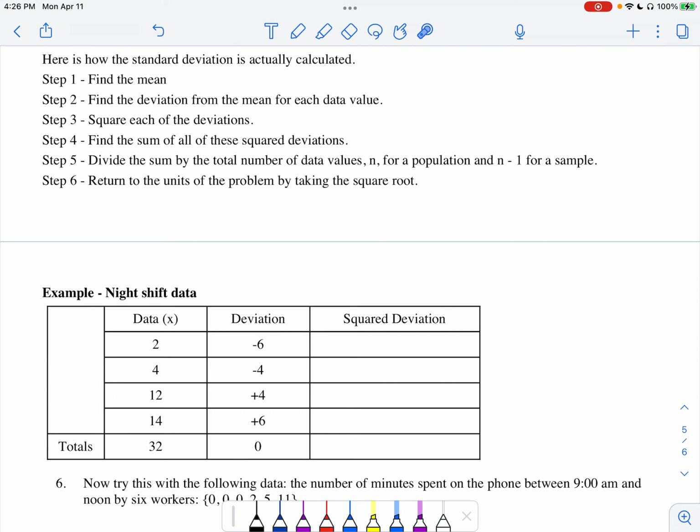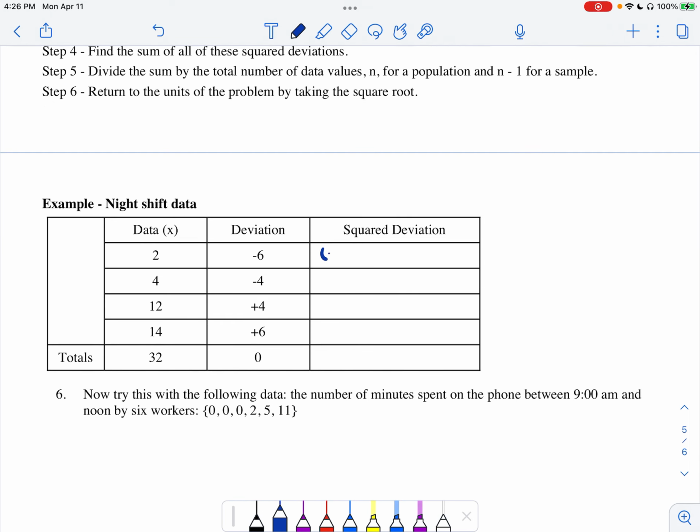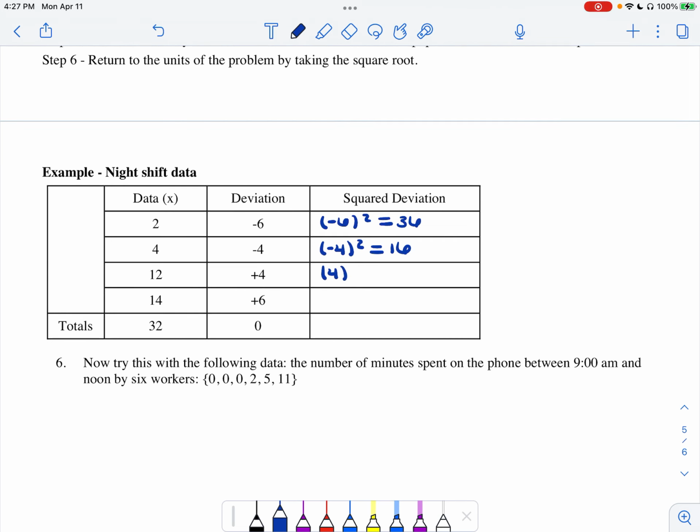So then step 3 is square each of these deviations. So we would do a -6 squared. And remember, when you're squaring a negative number, you're doing a negative times a negative, which is always going to come out to a positive. So a -6 squared is equal to a positive 36. A -4 squared is equal to a positive 16. Positive 4 squared is equal to 16. And 6 squared is equal to 36.